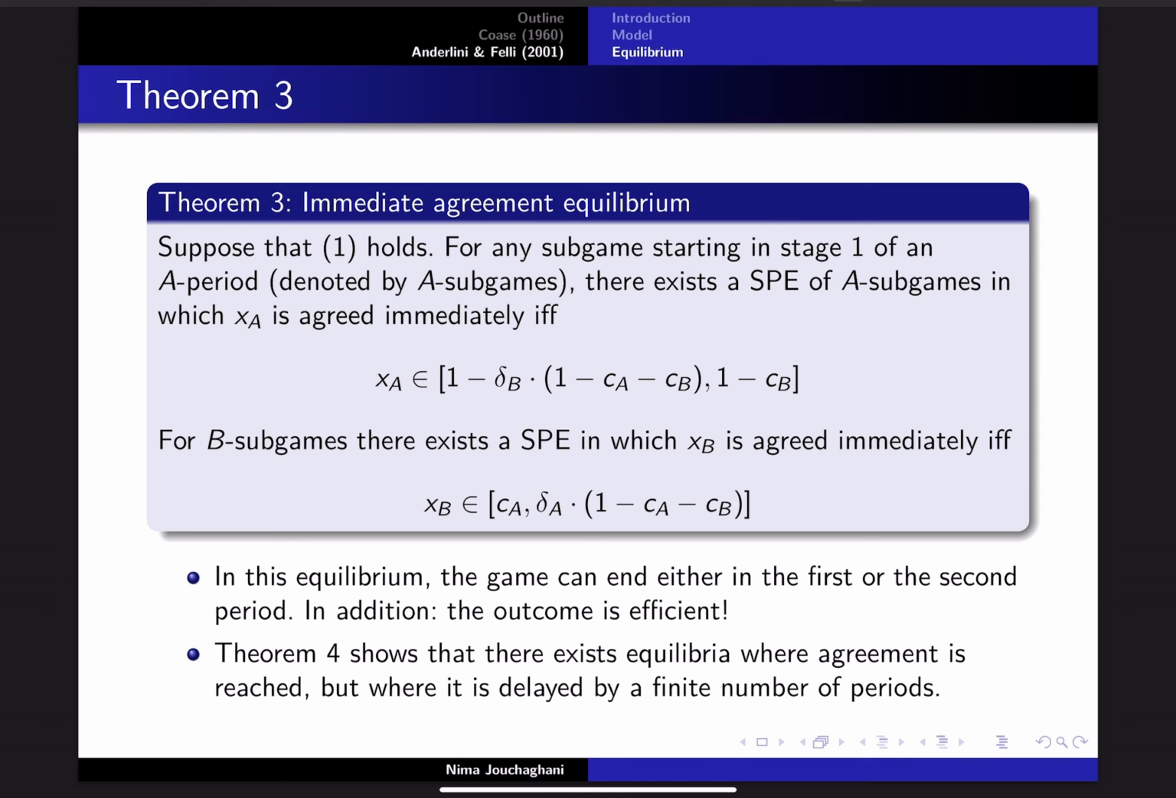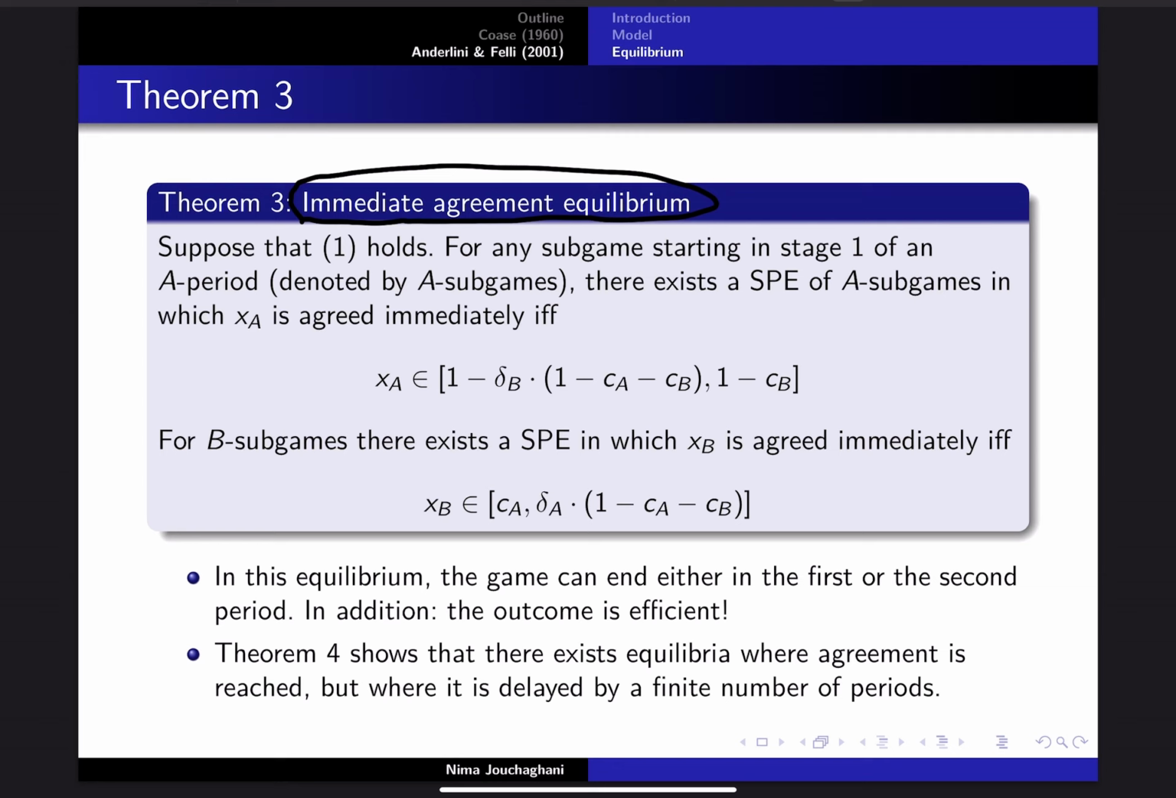So theorem 3 is a kind of sub-result with respect to the agreement equilibrium which I showed you in theorem 2, because it pins down an equilibrium type. You can distinguish the agreement equilibrium into two types. Theorem 3 pins down an immediate agreement equilibrium, an equilibrium where we do not see any renegotiations, but the first offer which is made is accepted.